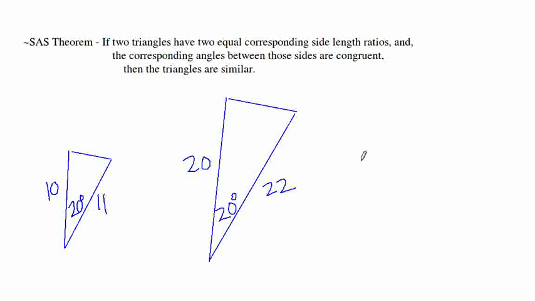Let's first compare the corresponding side length ratios that we have. So 10 over 20 is equal to 11 over 22, and we have the angles in between the sides that we were just analyzing. The angles in between those sides are congruent. So therefore, by the SAS similarity theorem, we know that these two triangles are similar. All right?